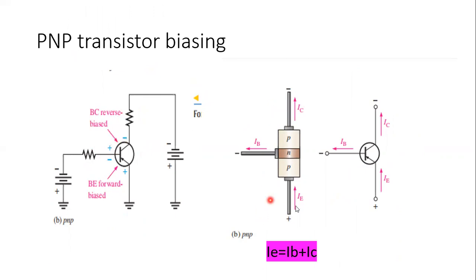So total current, if you take this particular thing as one node, by applying Kirchhoff's current law, you will observe that the current entering into the node is the sum of the two currents flowing out of the node. That is, IE is equal to IB plus IC. Same thing is applicable in your symbolic representation. Here this represents your physical transistor structure.